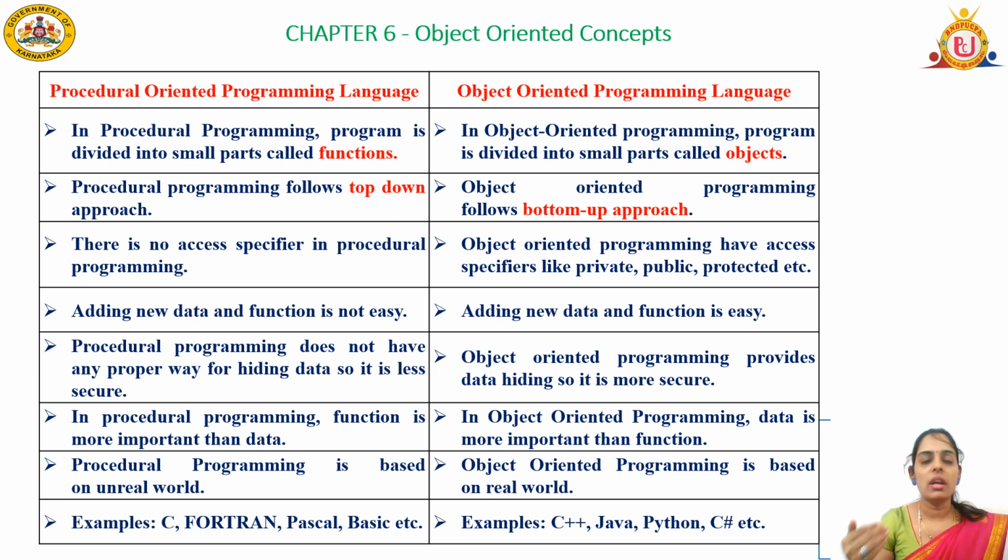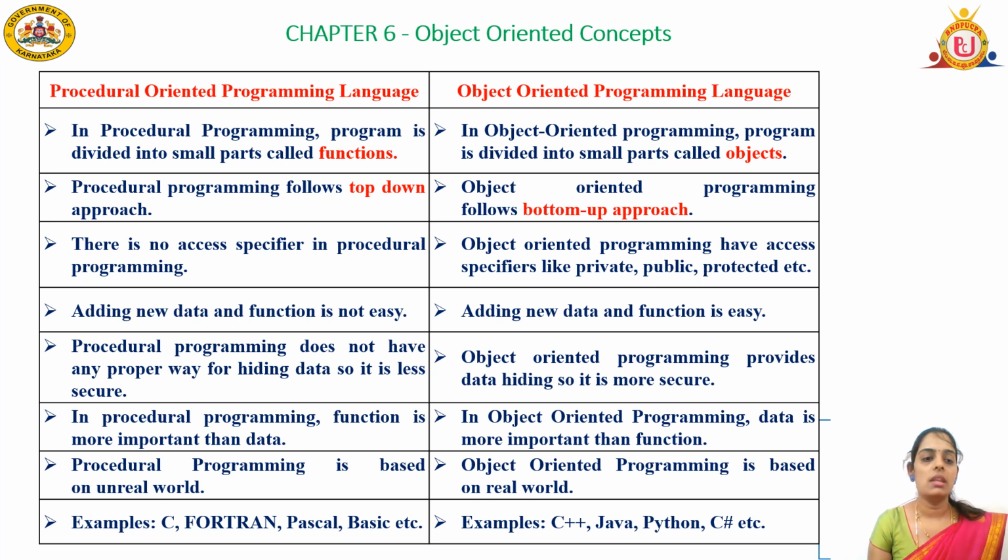Procedural programming does not have any proper way of hiding data, so it is less secure. Whereas object-oriented programming provides the concept of data hiding to make it very secure, which comes under abstraction, representing only the essential features while the rest of the data is hidden. In procedural programming, the function is more important than the data. But in object-oriented programming, it is the reverse: data is more important than the function.